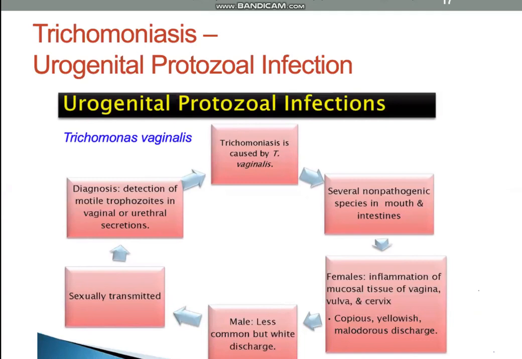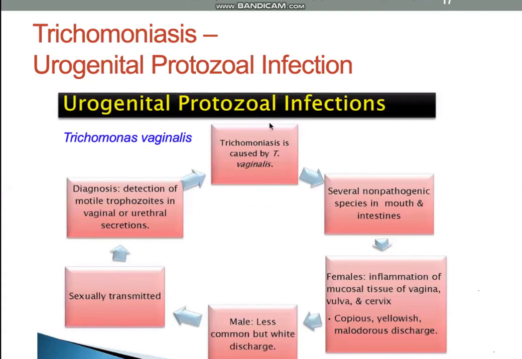So those are the three intestinal protozoa, and now the urogenital one, and this one causes a disease called trichomoniasis because the species is called Trichomonas vaginalis. Trichomonas vaginalis is considered to be one of the sexually transmitted diseases. All right, so it's not intestinal, it's urogenital, and it's implicated in sexually transmitted disease.